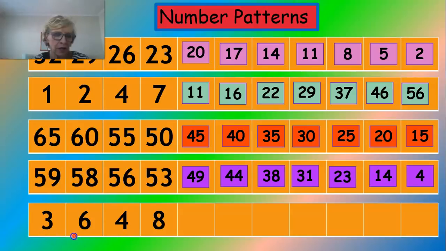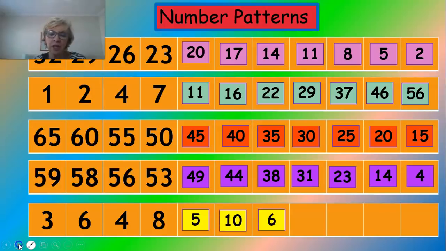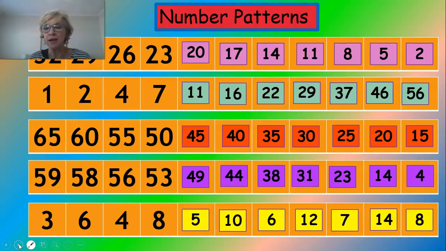Right, 3 doubled is 6. Then we went 4 doubled is 8. 5 doubled, what's that? 10. And then we go 6 doubled is 12. Then 7 doubled is 14. And the next number will be 8 in this pattern. But we have to end there because that's where the pattern finishes for today. But if we had to add one more, we'd obviously double 8 to make it 16.